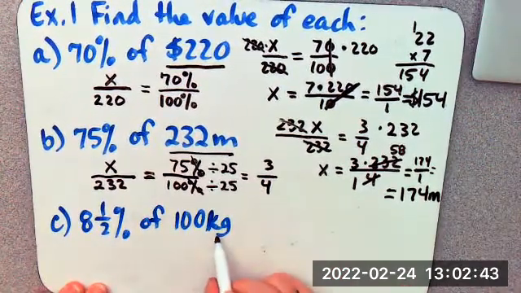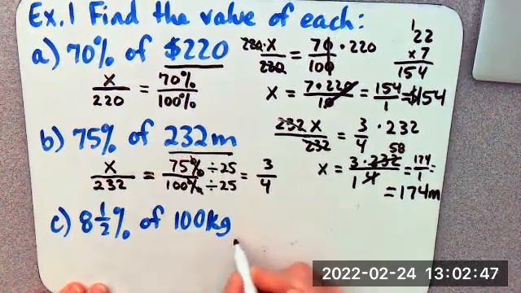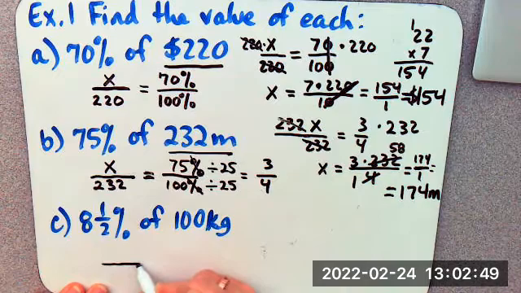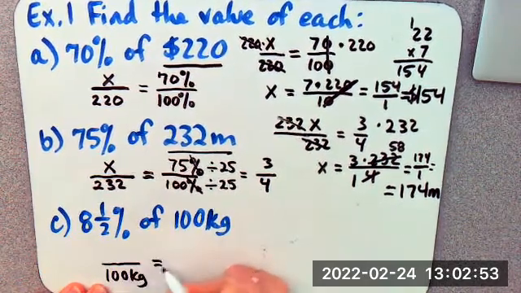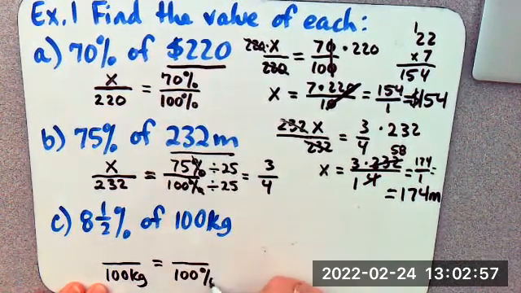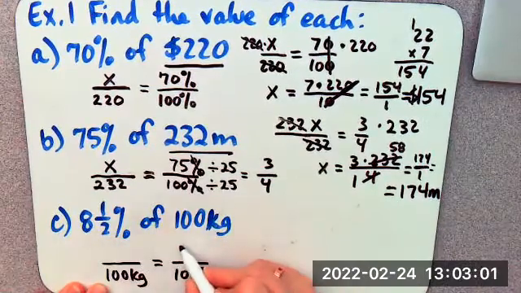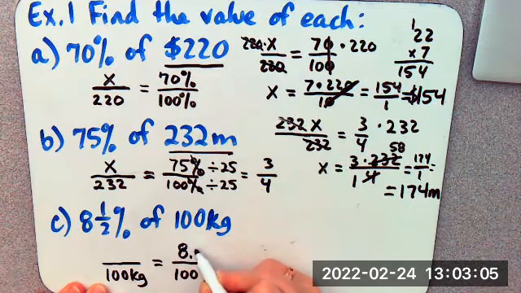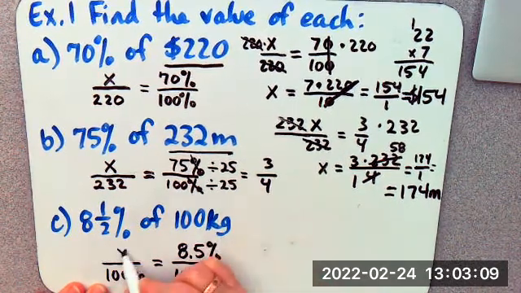So now our units are going to be kilograms. So let's not forget, the F number is 100 kilograms. So we're going to put that on the bottom, and we're going to compare that to 100%. Now this is going to be rather easy because we have 100 here, 100 here, and we have 8.5% here, and our X here.